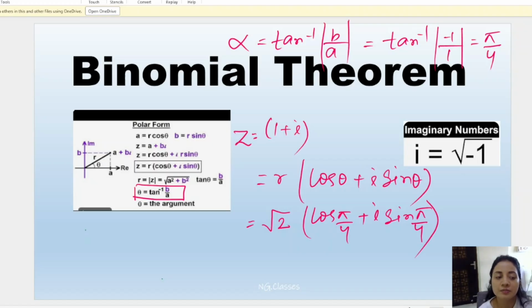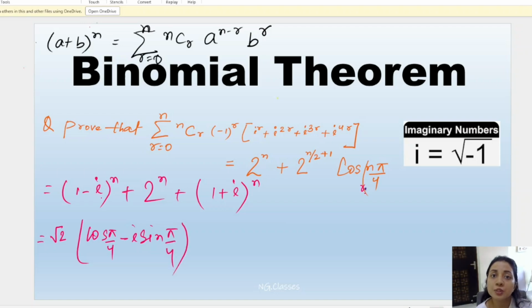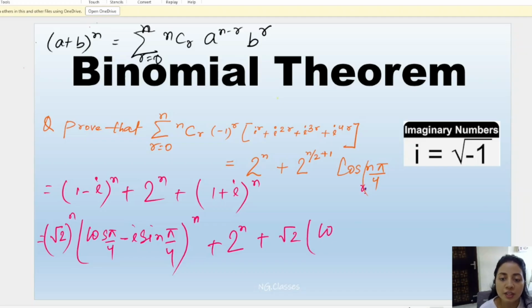Let's substitute it. So we have got 1 minus i as root 2 cos pi by 4 minus i sin pi by 4. But here 1 minus i to the power n is there, so root 2 will take its exponent n, and this one will also take its exponent n. Plus 2 to the power n we will keep as it is, and 1 plus i we got as root 2 cos pi by 4 plus i sin pi by 4. Again here exponent n is there.